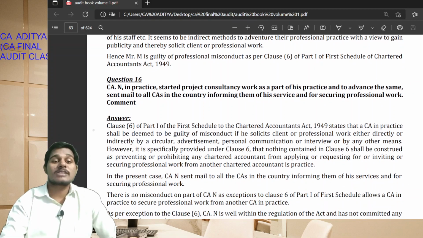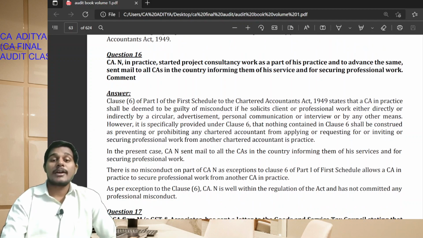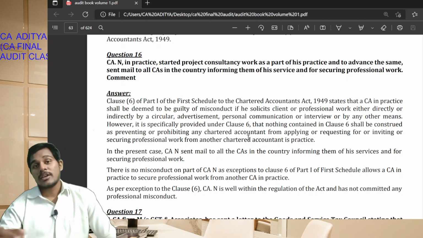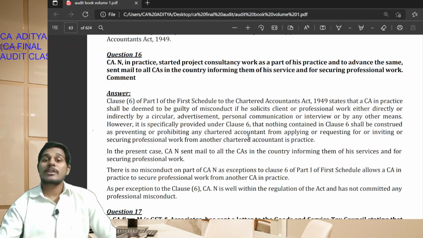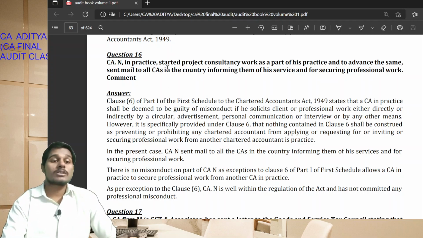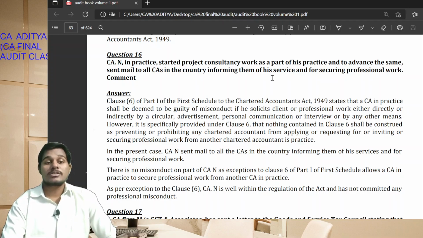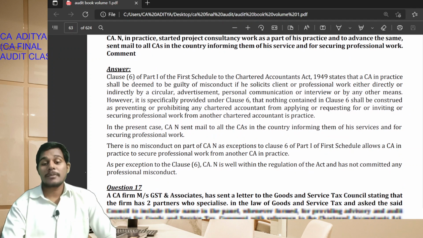CA N in practice started project consulting work as part of his profession, and to advance the same, sent mail to all the chartered accountants. See, a chartered accountant may solicit work from other chartered accountants. So in the present case, CA N has started project work and sent the mail to all the other CAs. So it is within the same profession, so it will not be professional misconduct. So N is within the regulations of the Act, and he has not committed any professional misconduct.